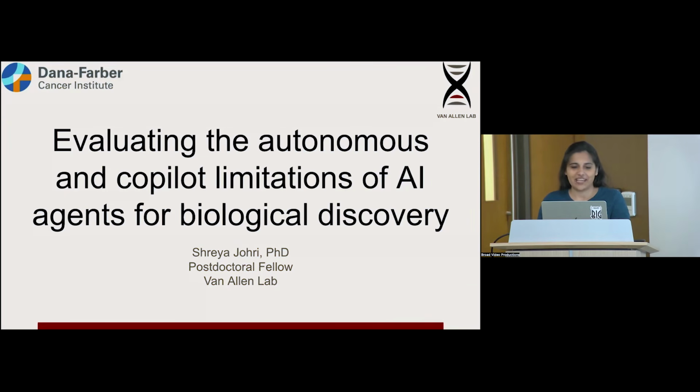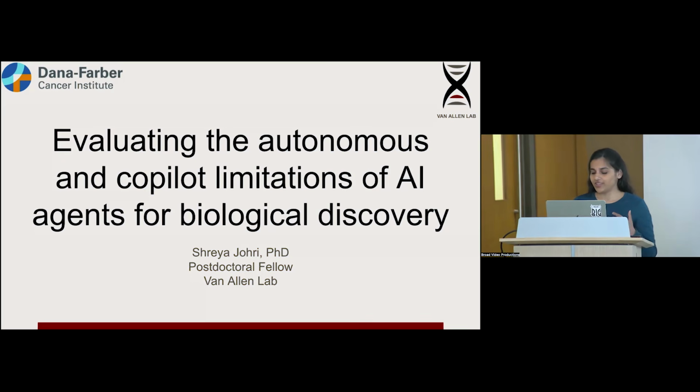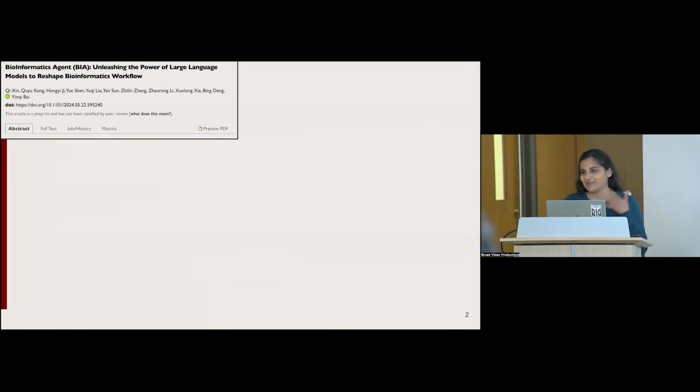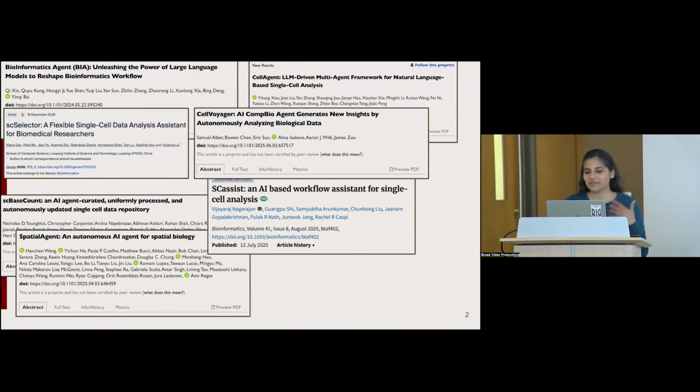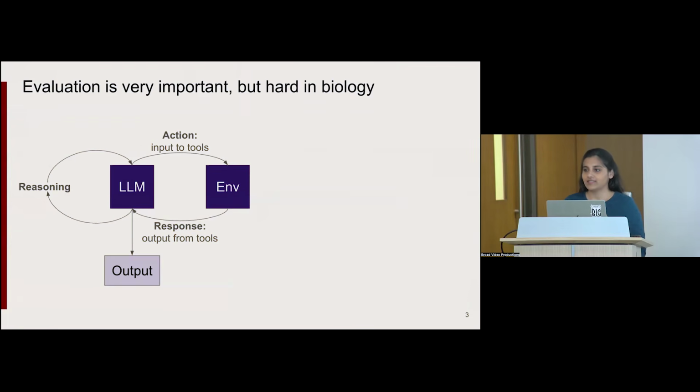Thank you so much for having me here today, and I'm excited to talk about our ongoing work on evaluating the autonomous and copilot limitations of AI agents for biology. As we all saw in the primer talk, there have been so many papers coming out, and there is a growing body of literature on agentic AI papers for biology. It's following a trend in other fields too, and it becomes important to know how to evaluate these models, as Maha laid out in the primer.